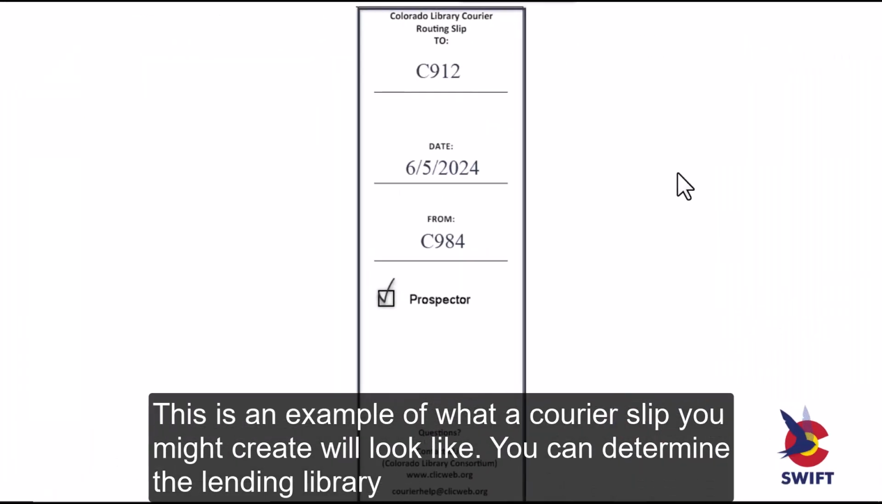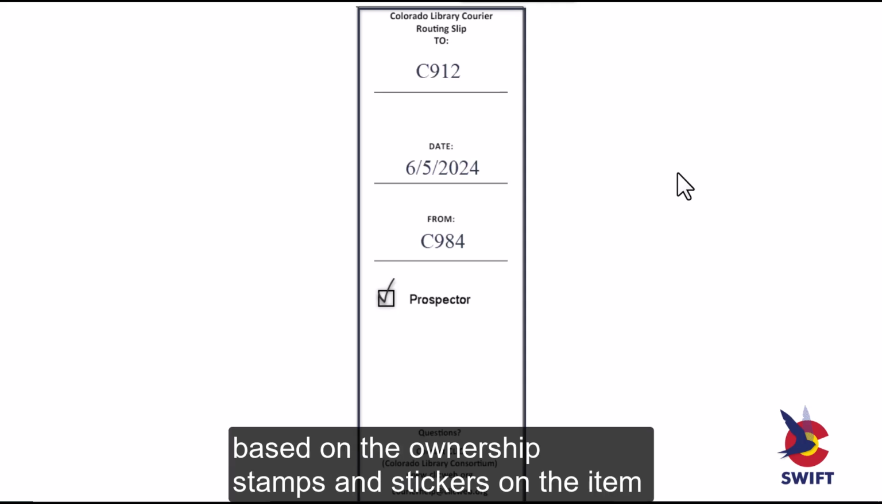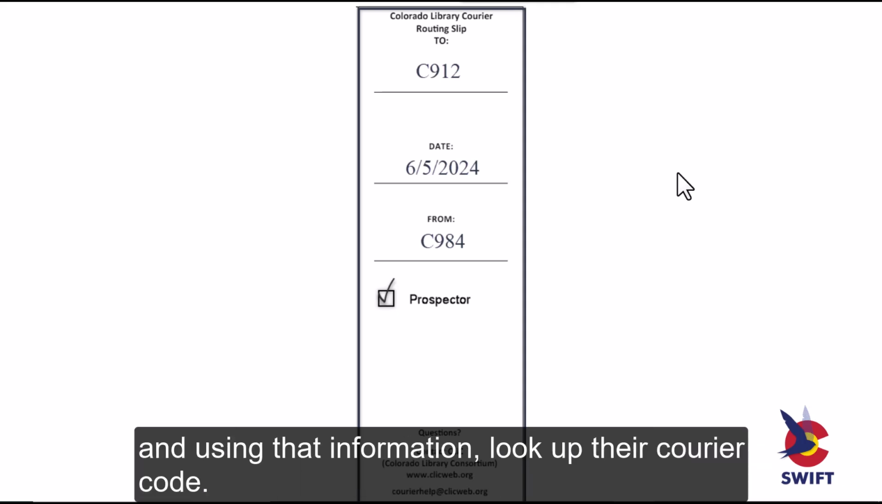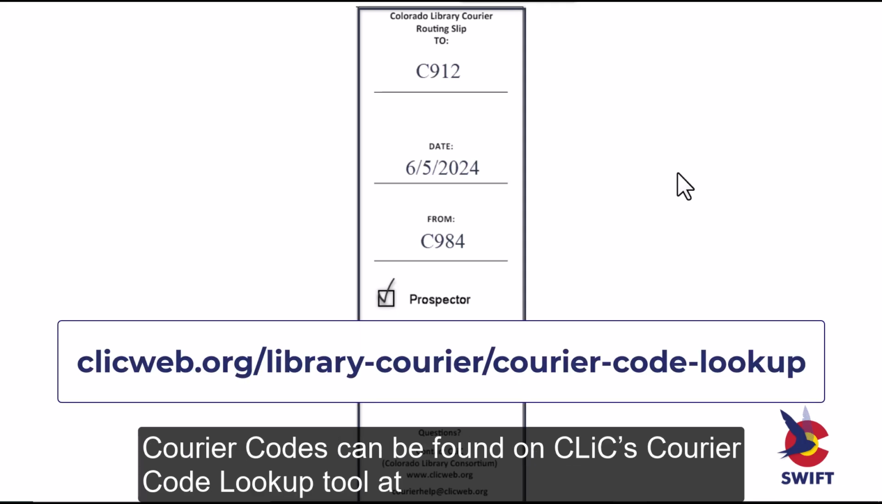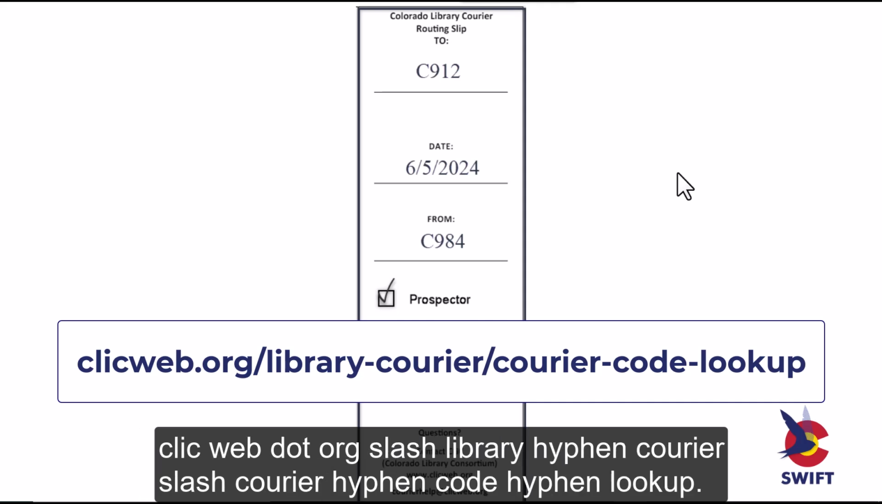This is an example of what a courier slip you might create will look like. You can determine the lending library based on the ownership stamps and stickers on the item, and using that information, look up their courier code. Courier codes can be found on Qlik's Courier Code Lookup tool at qlikweb.org/library-courier/courier-code-lookup.